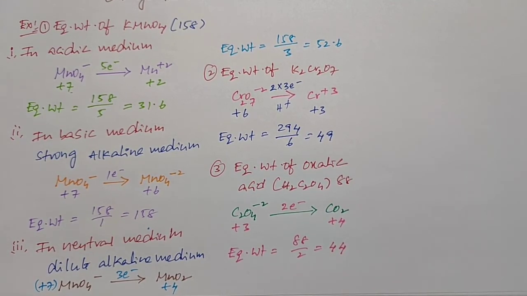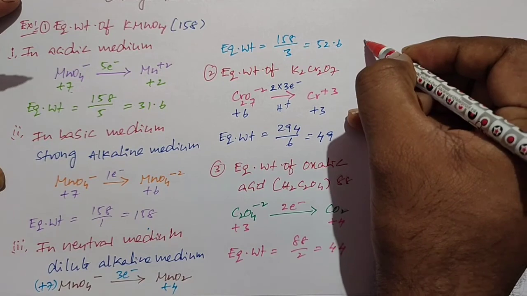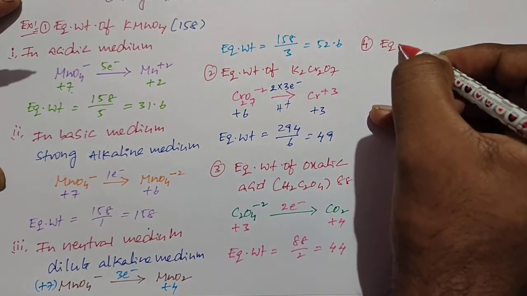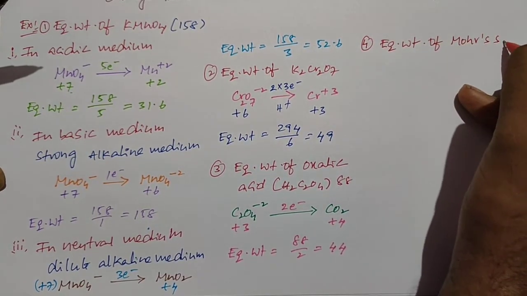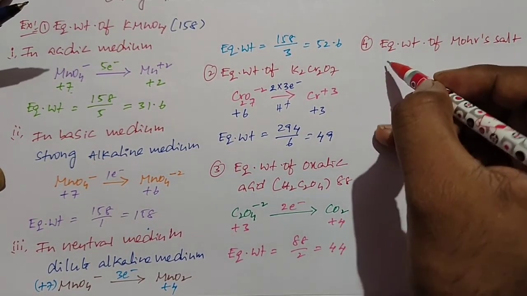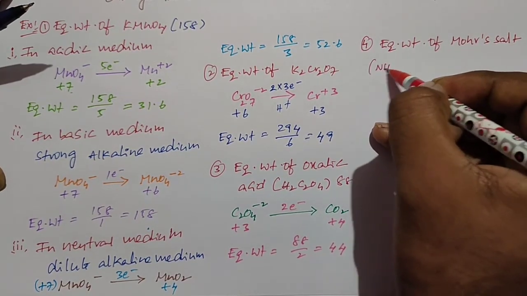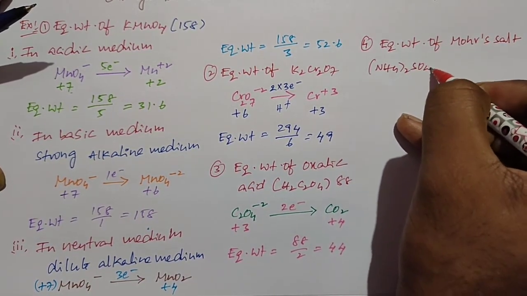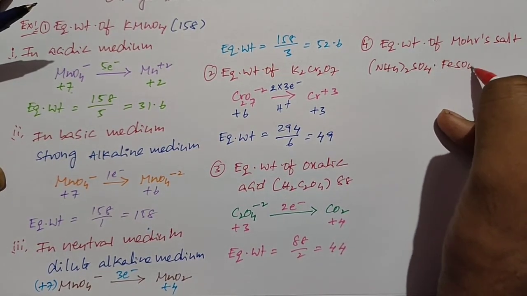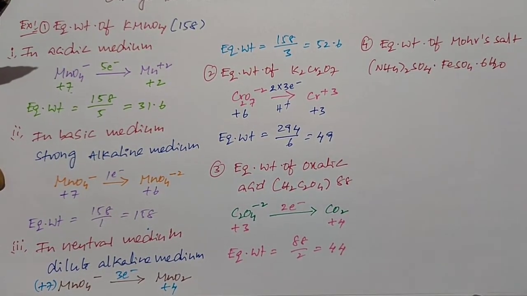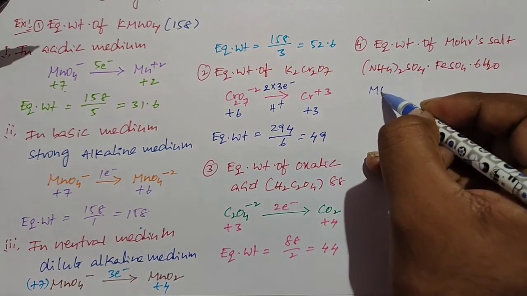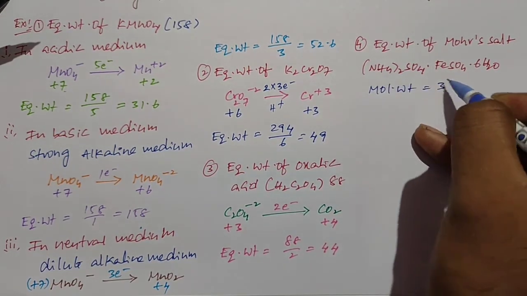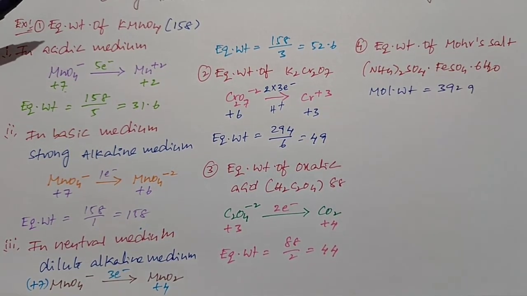And the last example, the fourth one, equivalent weight of Mohr's salt. The formula of Mohr's salt is (NH4)2SO4.FeSO4.6H2O. And the molecular weight of Mohr's salt is 392 grams.